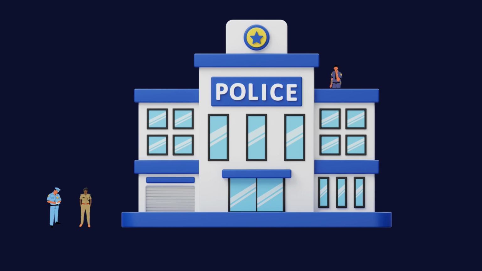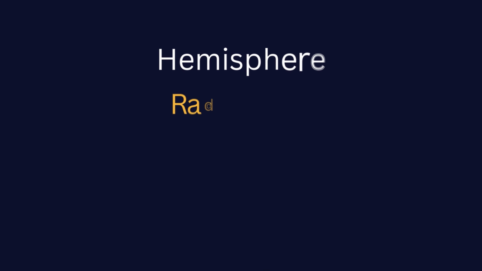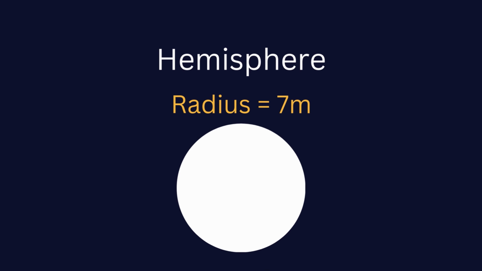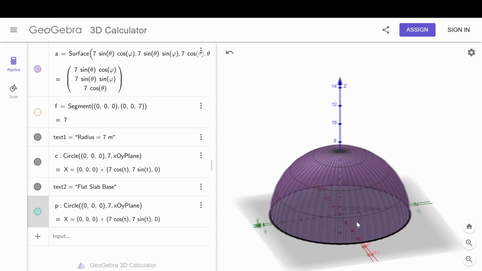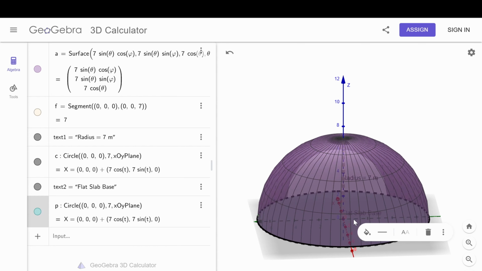Let's say there's a new police outpost and they need to paint the top roof. The roof has two parts, a hemisphere dome with a radius of 7 meters and a flat circular slab which is in the shape of a circle with a radius of 7 meters. This is the shape of the roof at the outpost.